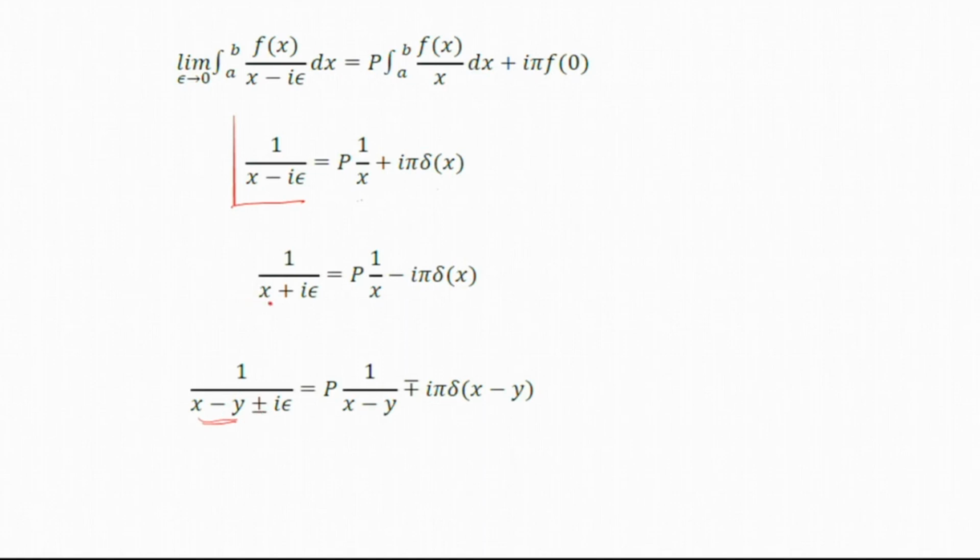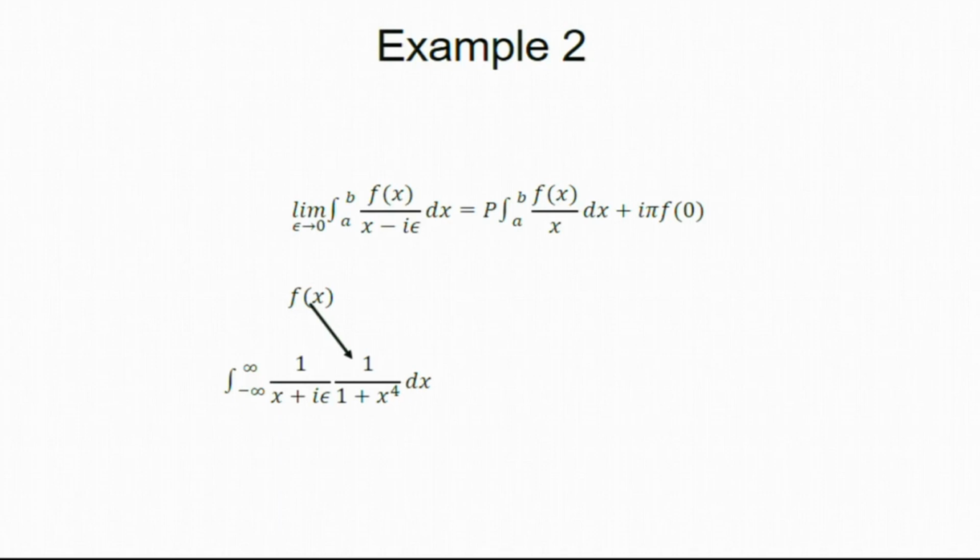So here my singularity is at x equal to 0, right, but I can have the singularity at x equal to y. If this is the case, then this formula is just straightforward. Okay. So we will encounter this kind of thing very often. Okay. Now let us do an example.